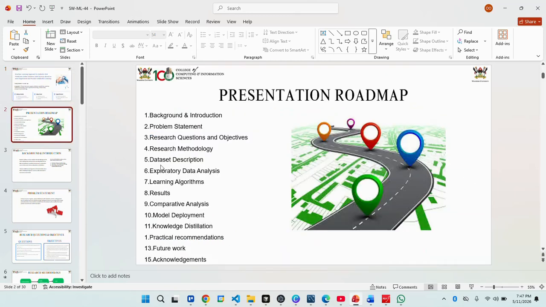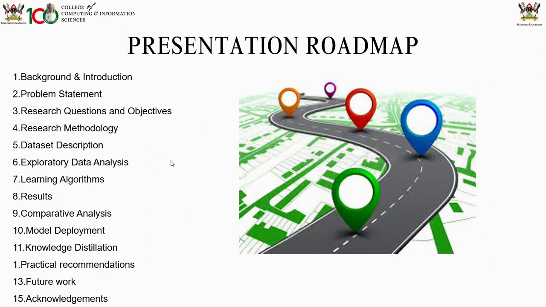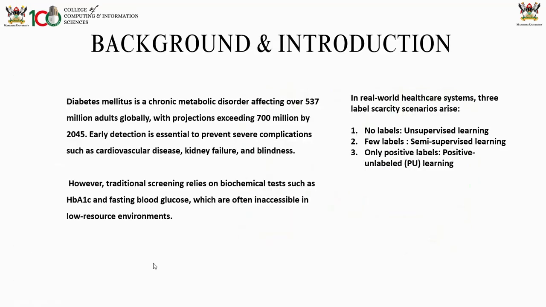So, let's take a look at our quick presentation roadmap. Basically, we shall look at background introduction, problem statement, research questions and objectives, research methodology, all the way through practical recommendations, future work and acknowledgements. So let's have a good understanding of our background and where we're coming from.